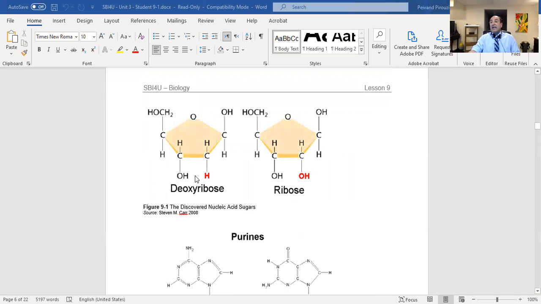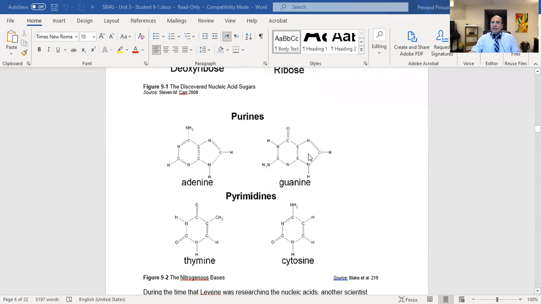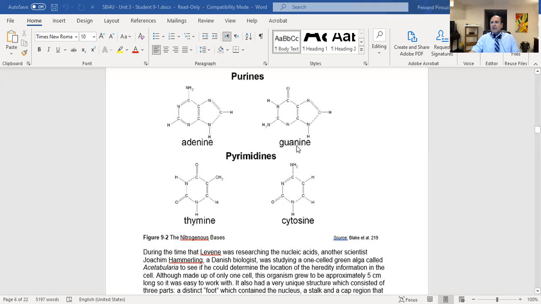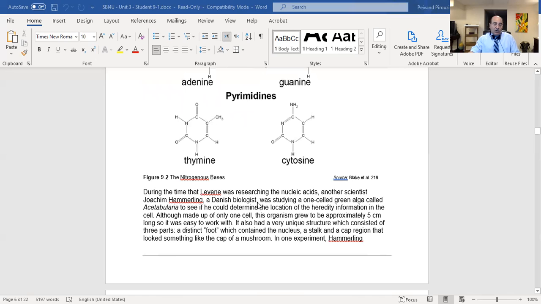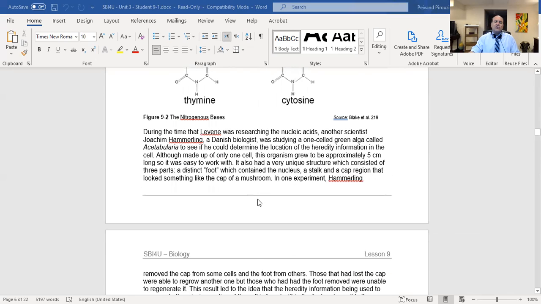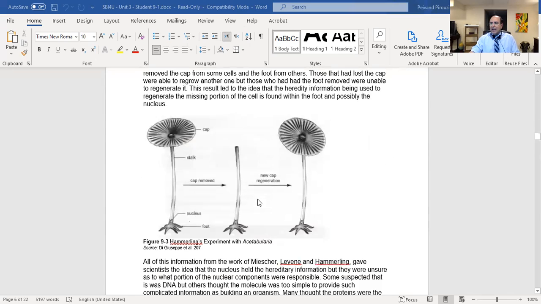So here, this is again the structure of the deoxyribose and ribose. We talk about the DNA and the RNA. Here we're talking about different constituents of DNA and RNA. So these are purine and pyrimidine bases: adenine, guanine, thymine, and cytosine. So again, please read those, of course, and look into the book chapters as well.